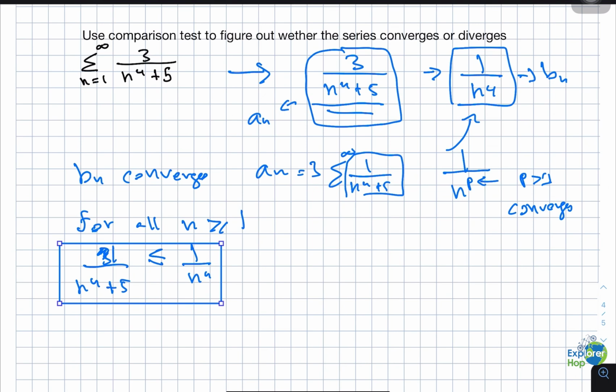For example, let's substitute 1 instead of n. So we get 1 over 1 plus 5, and the other one we get is 1 over 1. So 1 over 6 is less than or equal to 1, which is true.